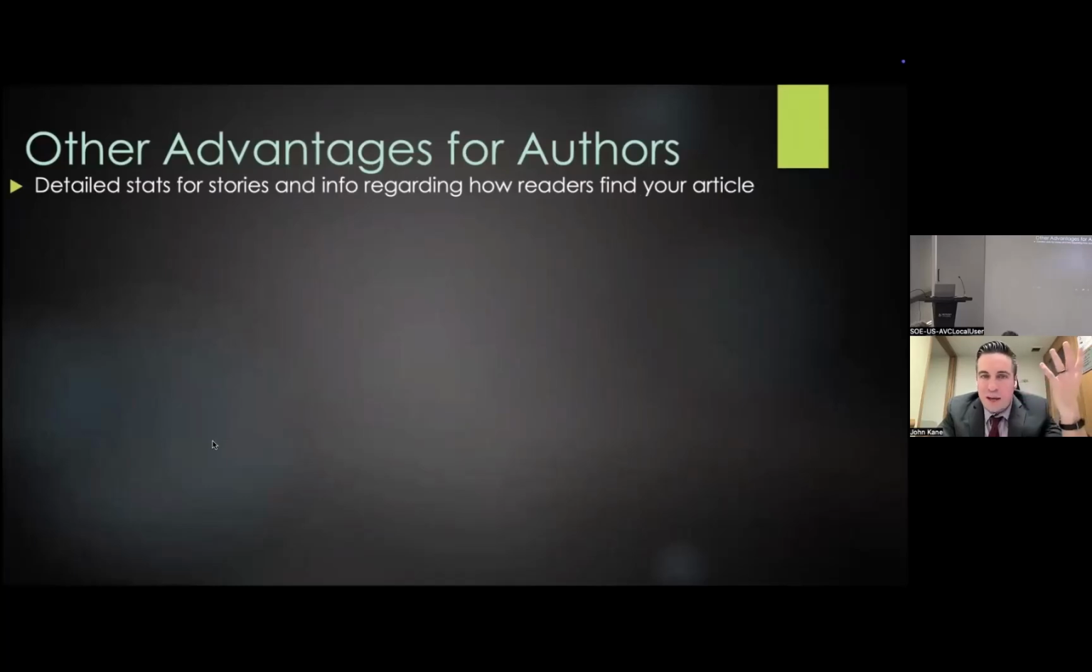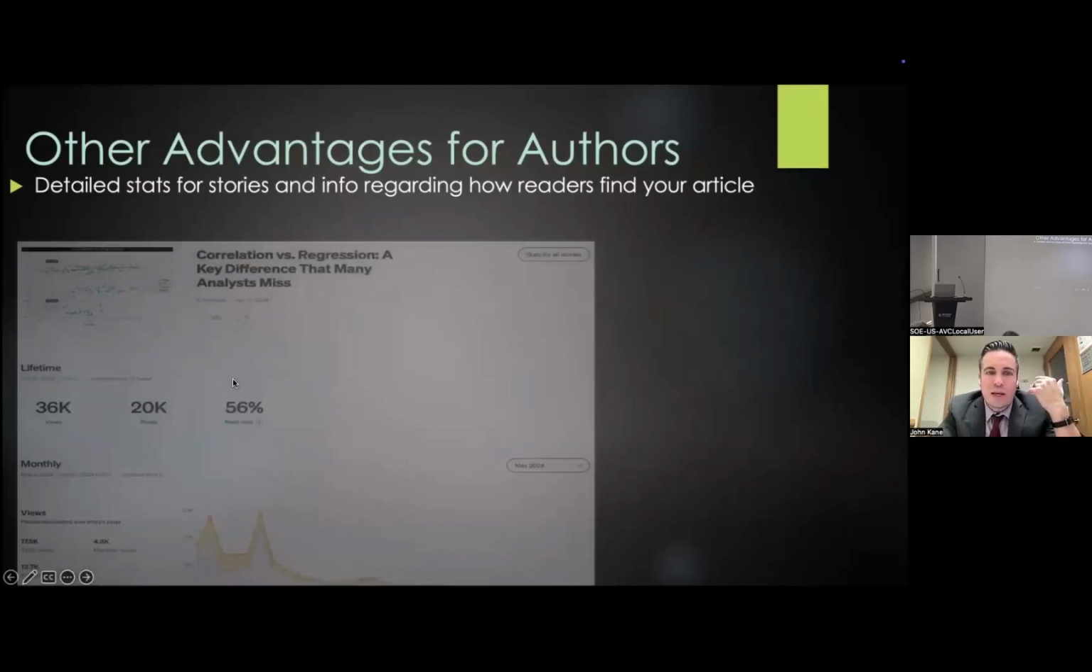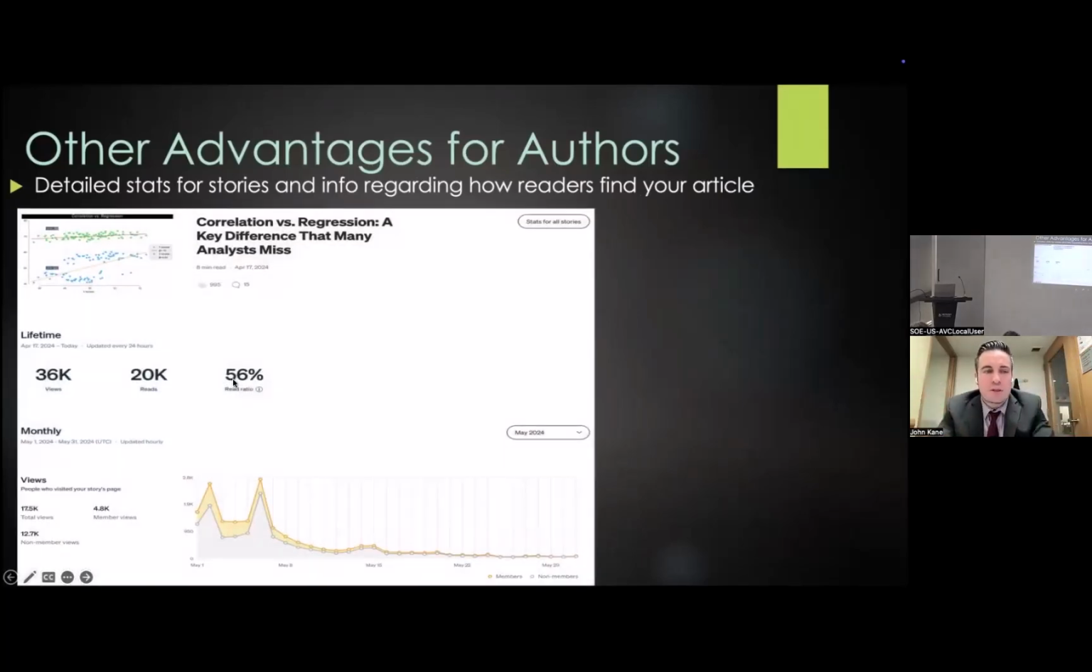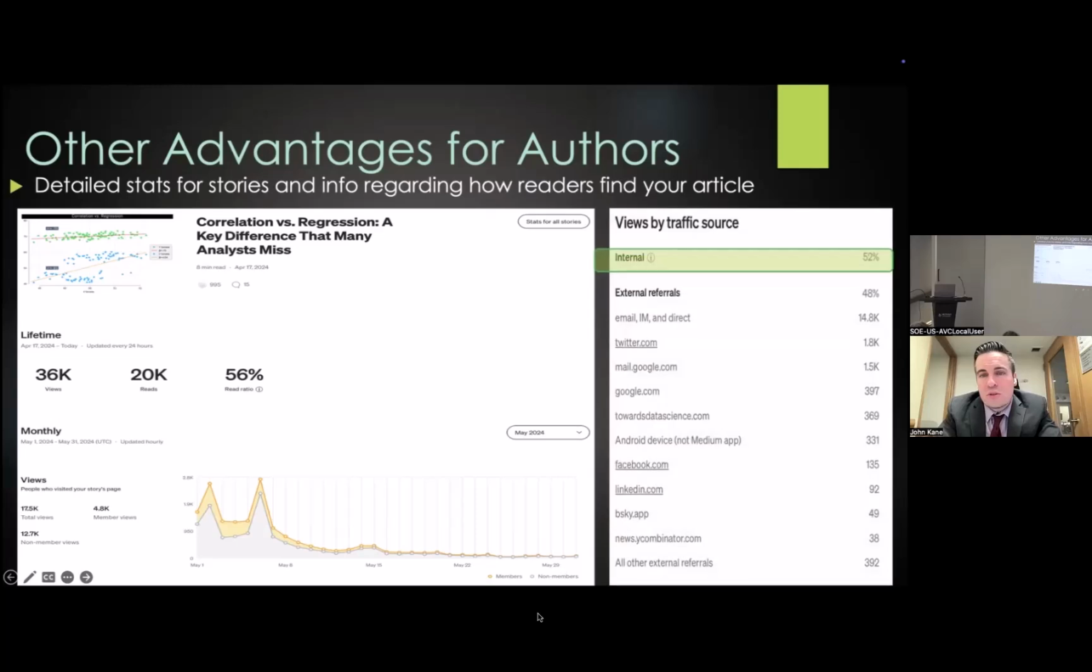Lastly, other advantages. We get detailed stats. If you're interested, you can see some detailed statistics on your articles, right? And so this is one article that just got a surprising amount of attention on correlation versus regression. And so we could see how many views it has, how many people actually read through from start to finish the article.